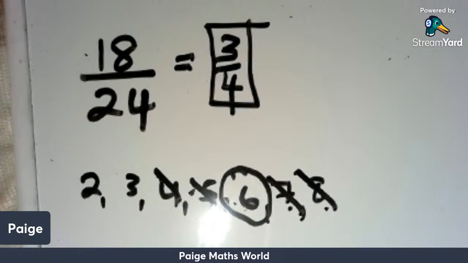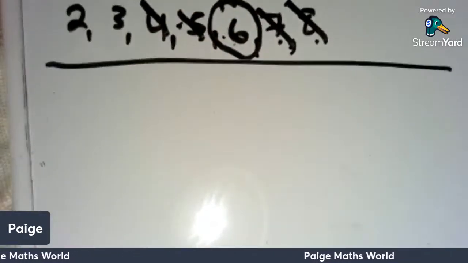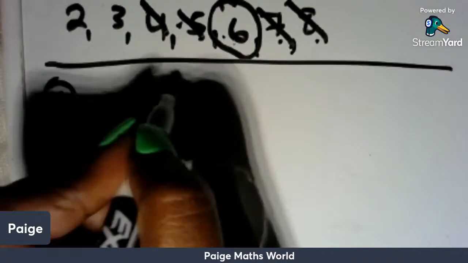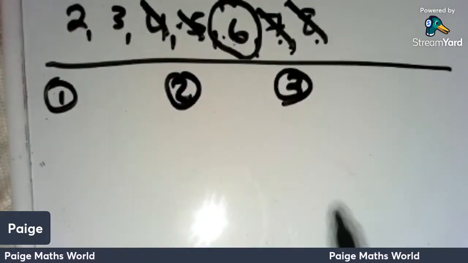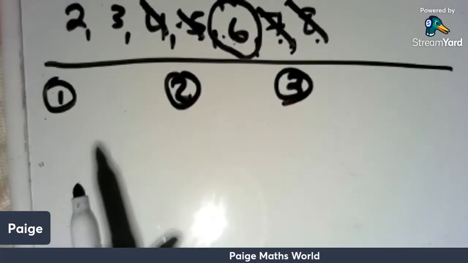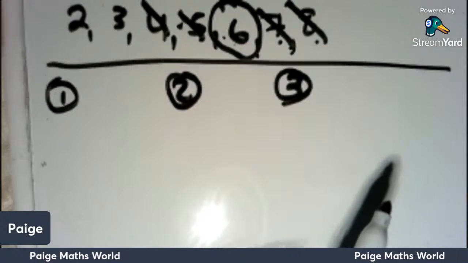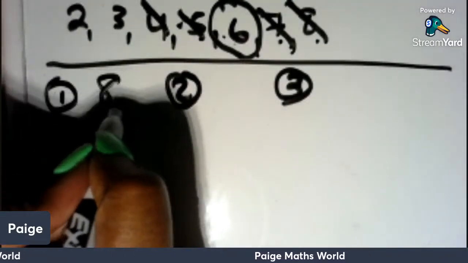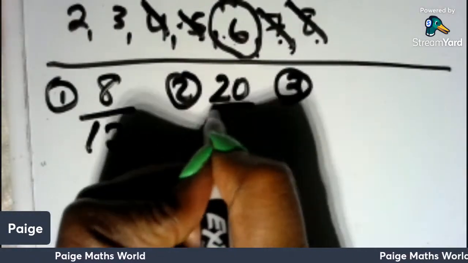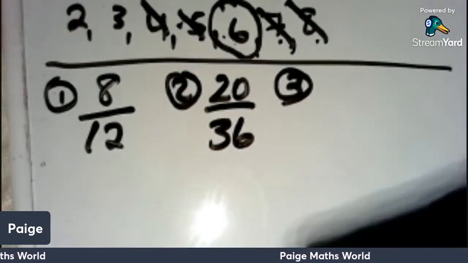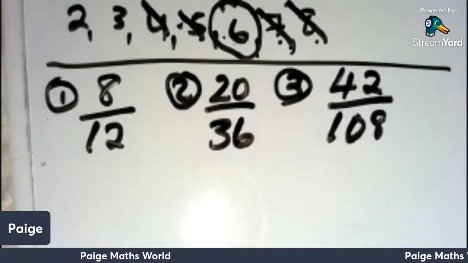All right, so let's go on to our next problem. We're going to try to reduce these fractions. So these are yours for everybody to do. Please tell me the number and your answers, all right? So don't just type the answers in the chat. For number 1, you would say 1 is this, 2 is that, or 3 is that. So give me your answers for each of them. For the first one, I have 8 over 12. For the second, 20 over 36. And for the third one, 42 over 108.